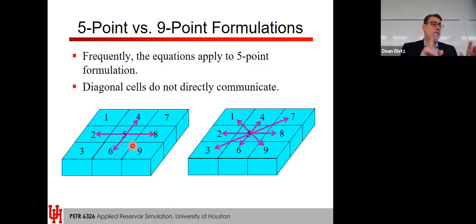But in respect to what we're doing, if you have perfectly orthogonal grid blocks, you can ignore the flow going from 5 to 1. And the reason for that is it's several orders of magnitude lower if you take that into consideration. So it's no big deal.